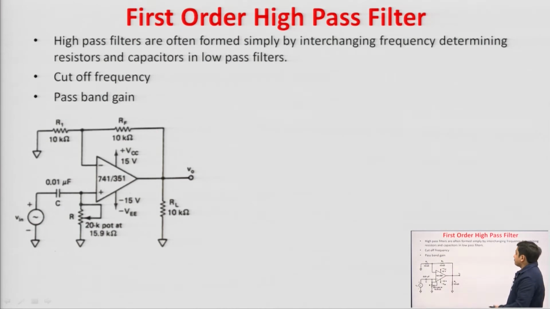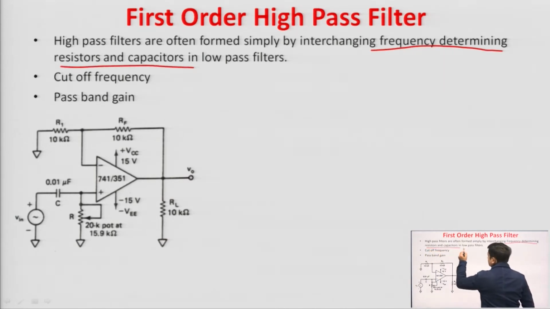So, starting with the first order high pass filter, in the last class we had studied the first order low pass filter, so we can easily understand the first order high pass filter. What we need to do? We just need to interchange the position of R and C, resistor and capacitor, and those are the frequency determining resistor and capacitor, right.